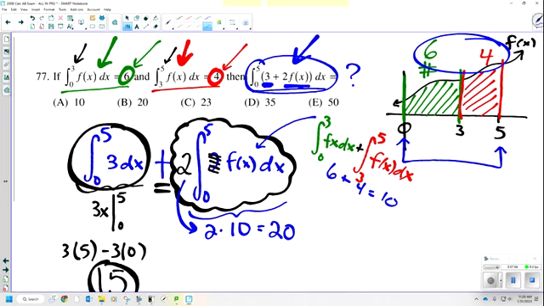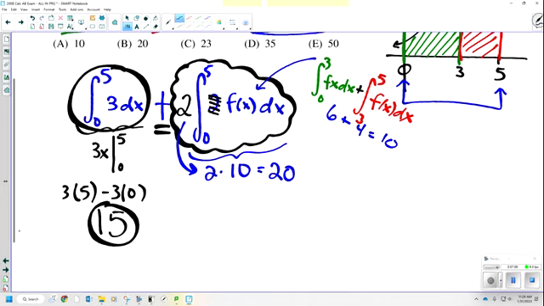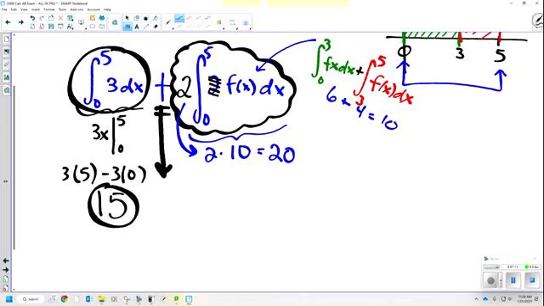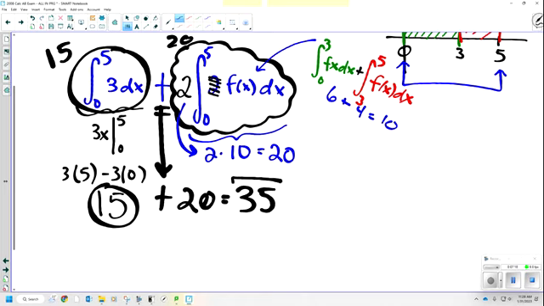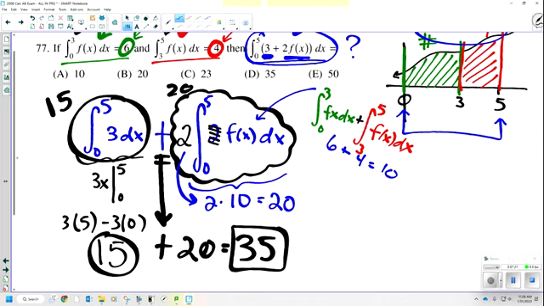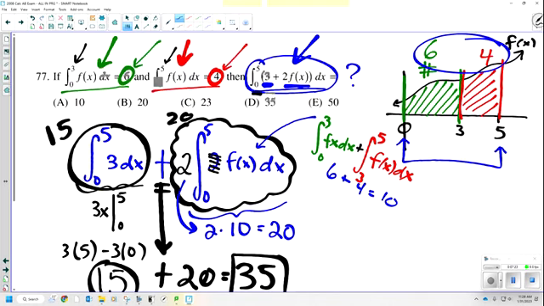And let's not forget, I still need to add this to my 15. This part was 15, this part is 20. When we add them, we get our 35. And as is typical, the answer is choice D. A lot of the problems where you get to use a calculator, you either can't or don't need to use a calculator for some of them.